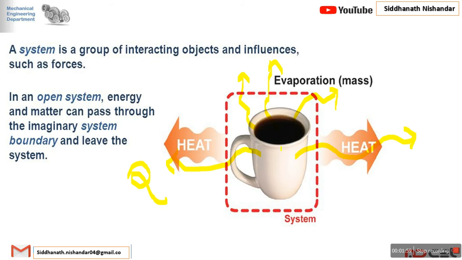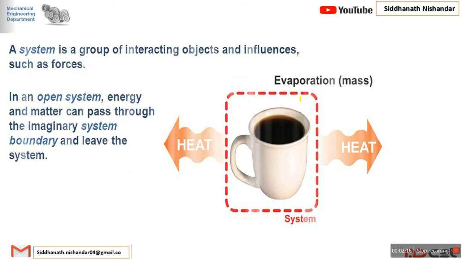Why is it an open system? There is exchange of energy, that is energy in the form of Q, and exchange of matter, that is the evaporation of tea, which is exchange of mass. So both energy and mass cross the boundary of the system. So it is an example of an open system.